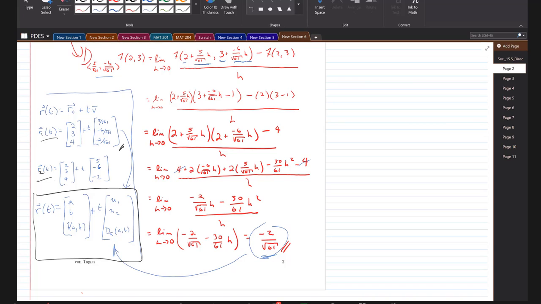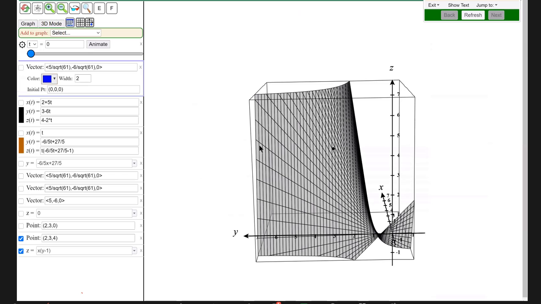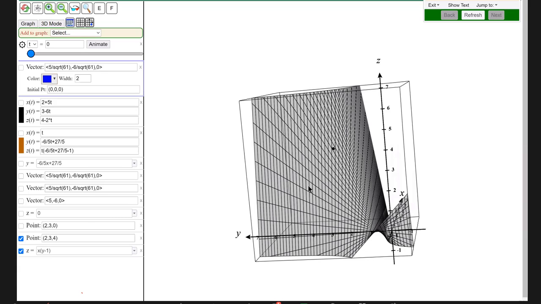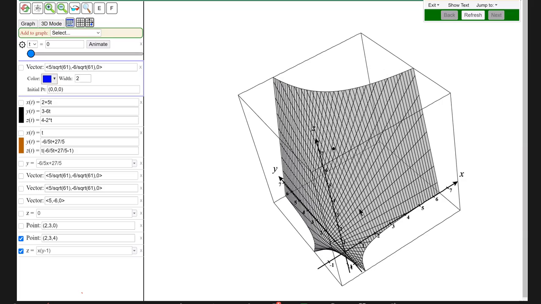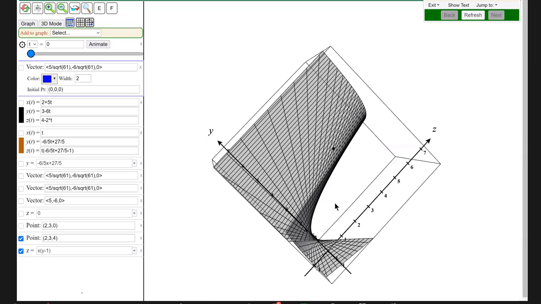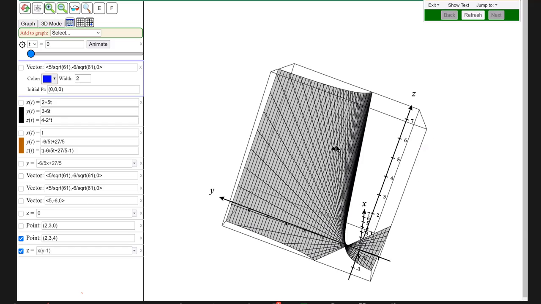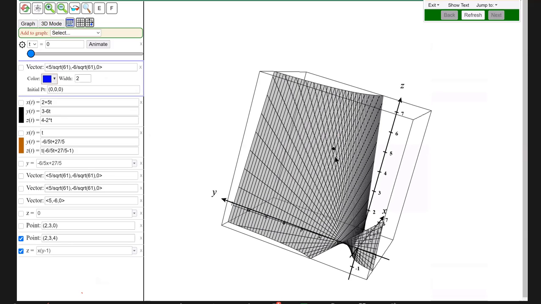Other questions, folks? Okay, so let's go ahead and look at this in our CalcPlot3D. So here, I want to first orient you. Here's our surface. That's the graph of that function, the x times y minus 1 function. And here you can find the point. You see in black here, I've labeled the point that I want to compute the directional derivative at.